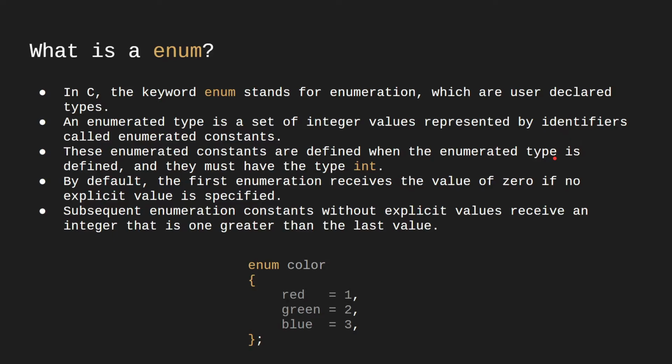Okay, so moving on next to enums. In C, the keyword enum stands for enumeration, which are user-declared types. An enumeration is a set of integer values that represent basically just constant enumerated values, like integers. So normally you'll have a word or a particular variable name associated with this constant. Here's a pretty concrete example of color. We can say that color has three enumeration values inside of it: red, green, and blue. Red equals 1, green equals 2, and blue equals 3.